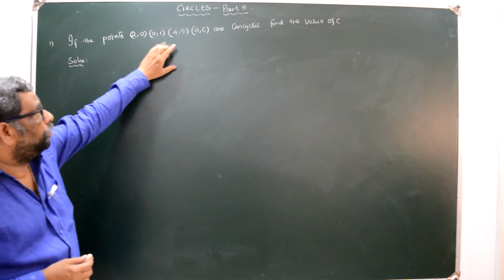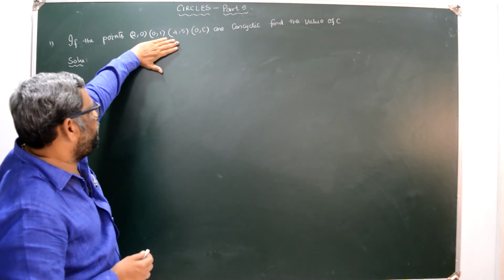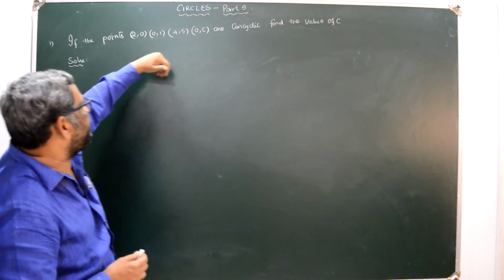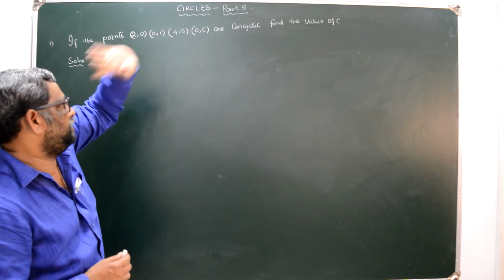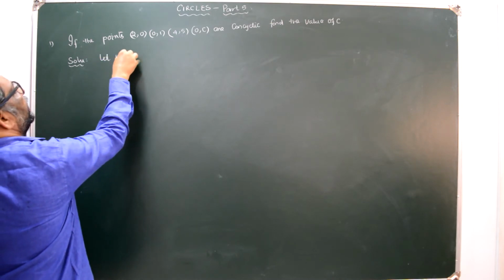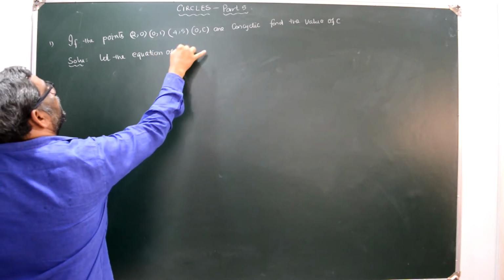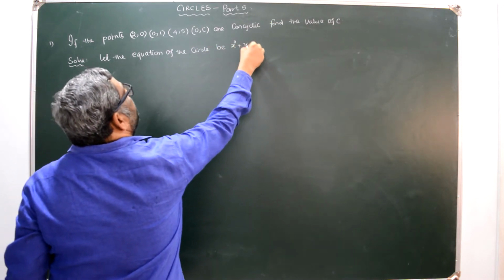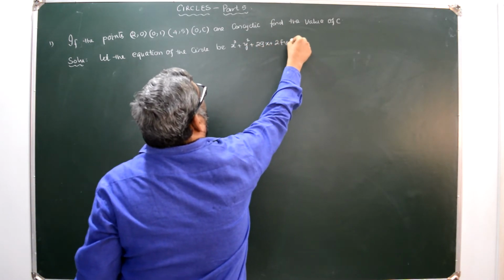Now, to find the value of c, we have to find the circle passing through these 3 points, and then, the 4th point being concyclic with these 3 points, we can substitute the 4th point in the equation of the circle obtained through these 3 points. So let the equation of the circle be x square plus y square plus 2gx plus 2fy plus c equal to 0.